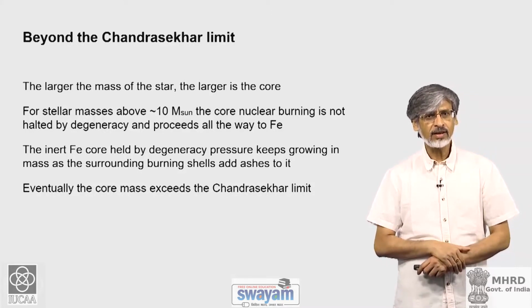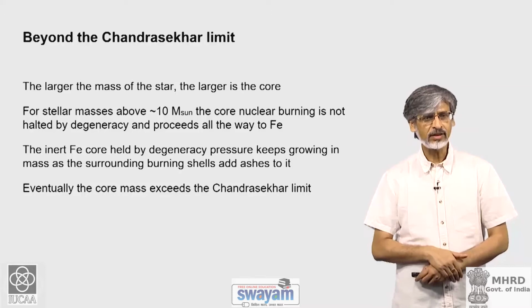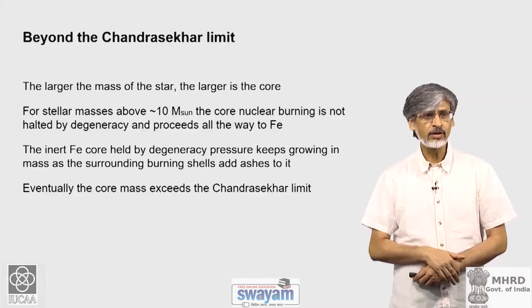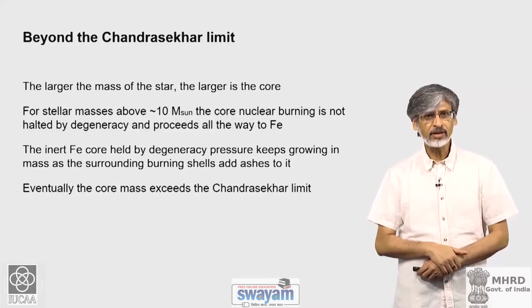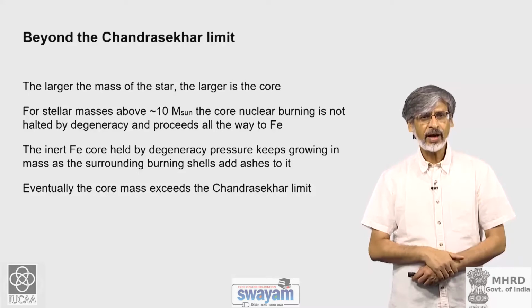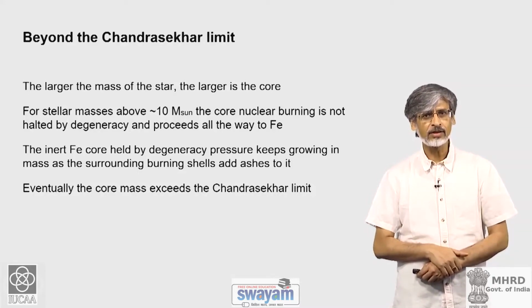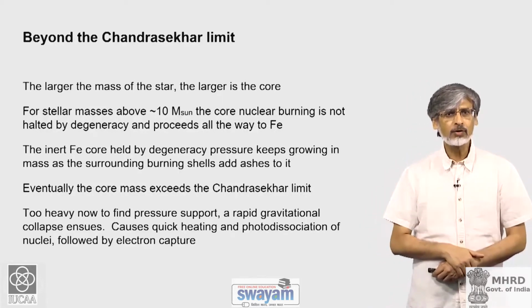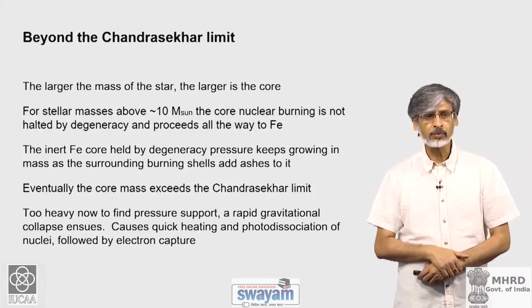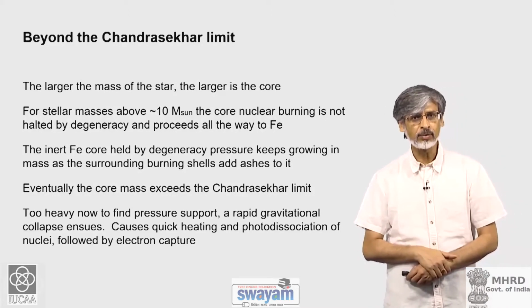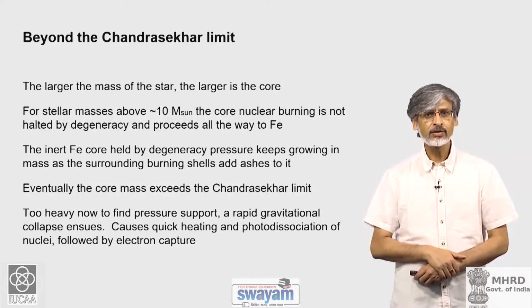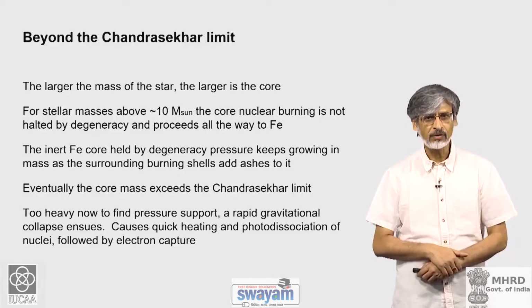The core is currently held by electron degeneracy pressure. There is no nuclear burning going on in the core. So, electron degeneracy pressure is the only support available against gravity, but we have added mass to it such that the net mass has now exceeded the Chandrasekhar limit. What would happen? It is now too heavy to find pressure support, because degeneracy pressure was the only support available. We have exceeded the maximum capacity of degeneracy pressure. Therefore, there is no pressure support now.